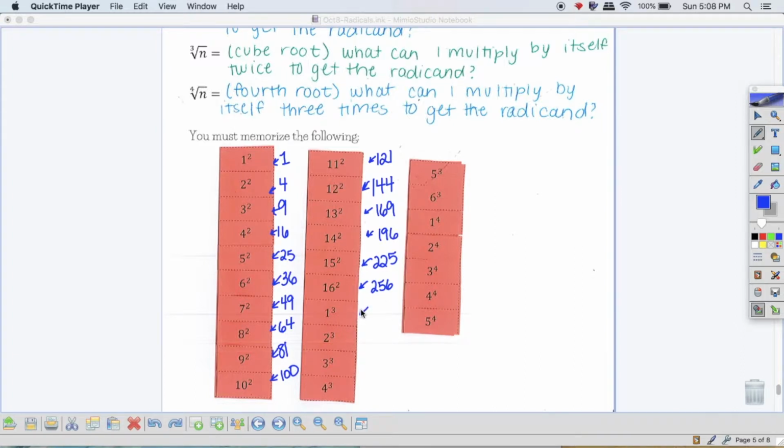So let's look at what is 1 times 1 times 1. 1 cubed is 1. So these are going to be perfect cubes. You'll notice 1 is a perfect square and a perfect cube. 2 times 2 times 2 is 8.